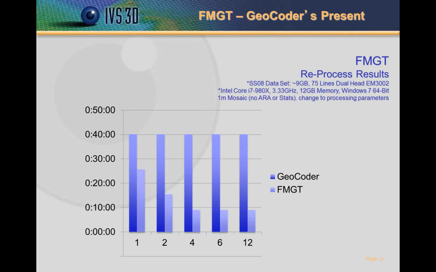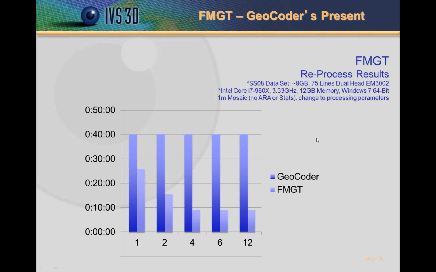Now that's interesting, but this gets more interesting when you're doing reprocessing. With old GeoCoder, what I did is I left out the ARA and just said, okay, I'm going to change my Mosaic size. And in the old implementation, it's flat. You have to wait another 40 minutes to get your Mosaic out at a different resolution. With GT, as you add cores, and it flattens out around 4 cores here, you're down under 10 minutes to do that processing.